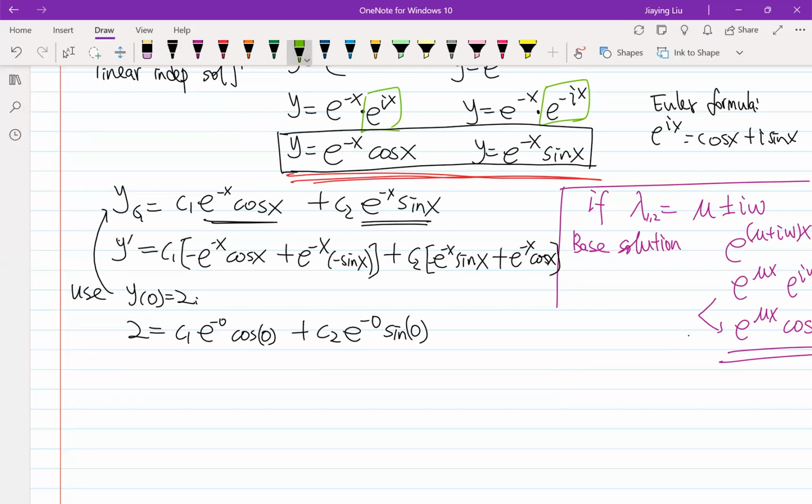And you might be like, oh, there's a sine, there's a cosine, there's the e there. But it's really not that bad because sine 0 is 0. So this second term goes to 0. Cosine 0 is 1. E to the negative 0 is also 1. So we just have 2 equals C1. It's actually really nice.